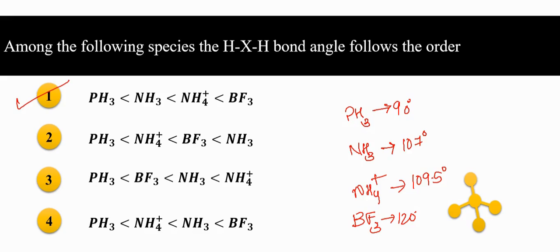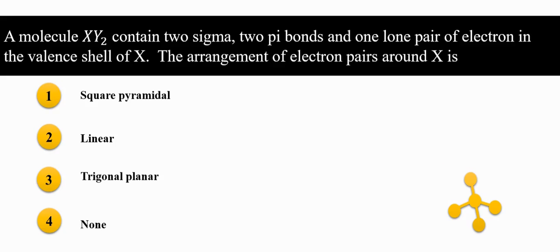Okay, so we'll move into the next question. A molecule XY2 contains 2 sigma and 2 pi bonds and one lone pair of electrons on the valence shell of X. The arrangement of electron pairs around X, including the lone pair of electrons, we have to predict the geometry. So X here, Y here, Y here, 2 sigma bonds and 2 pi bonds, and there is a lone pair of electrons. So what is the geometry, students? It is a trigonal planar geometry. Okay, trigonal planar is the correct option.